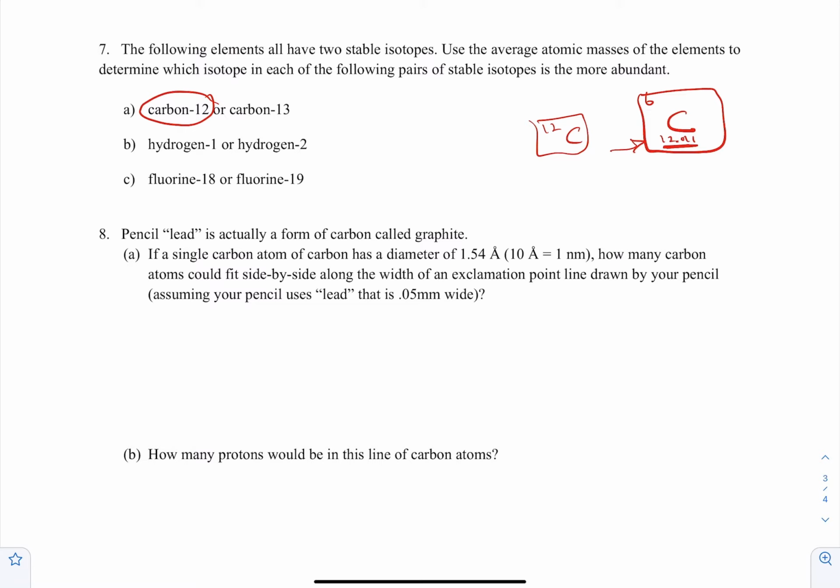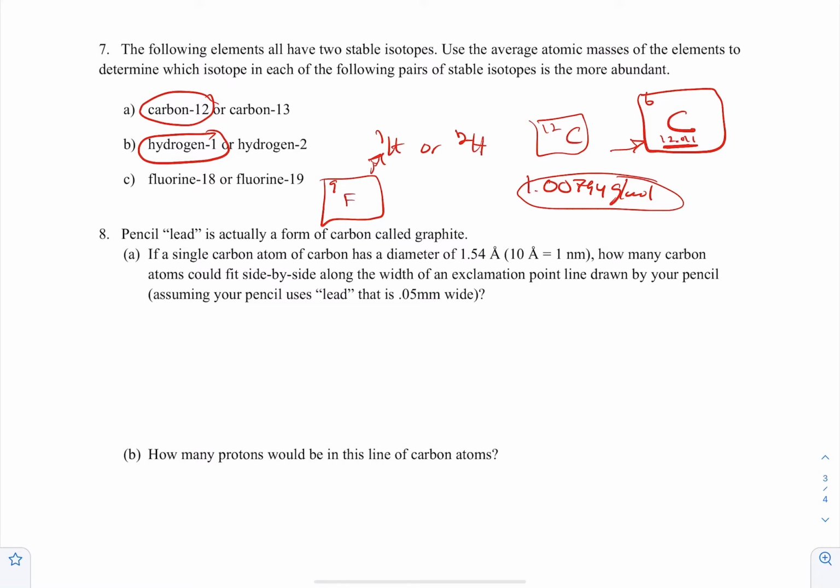Okay, so hydrogen 1, hydrogen 2. Let's see. Whoops, not helium. Hydrogen. So if I look at the mass, it's 1.0079, something like that, grams per mole. And so that's closest to 1. And so hydrogen 1 must be the most abundant isotope. And then if I look at fluorine, okay, fluorine, let's say I've got 9 protons, and then fluorine has 18.998 grams per mole, and that rounds up to 19. So that must be closest to the fluorine-19 isotope. That must be the more abundant isotope. Okay, so pretty straightforward. Just look at the values here and see which one is closest to the atomic weight.